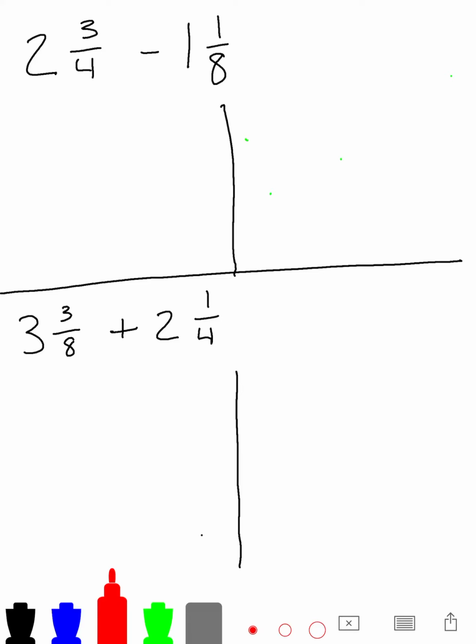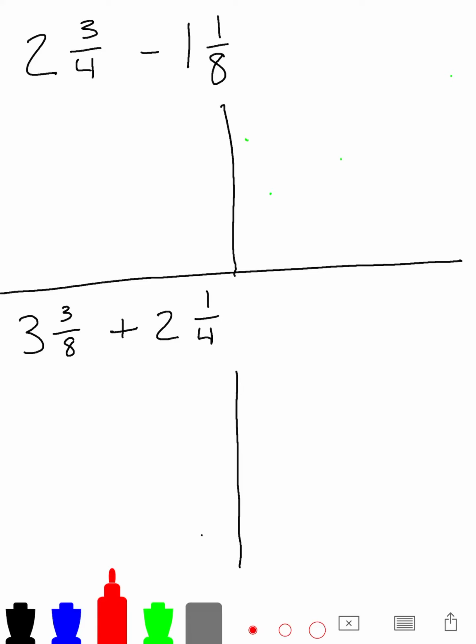2 3/4 minus 1 1/8. So I'm subtracting two mixed numbers. There's two ways I can look at this. The first is subtracting the fractions and then subtracting the whole numbers.